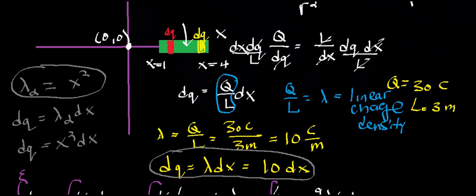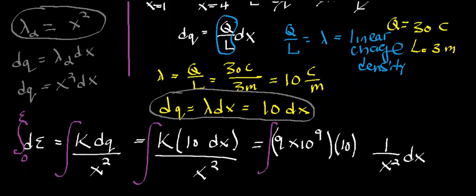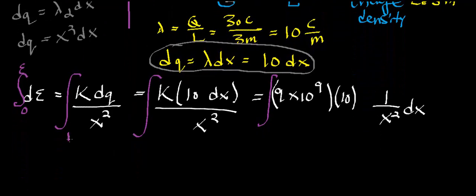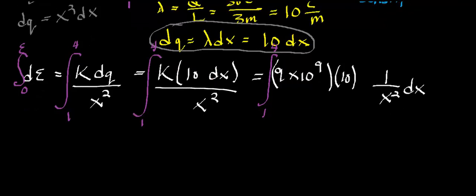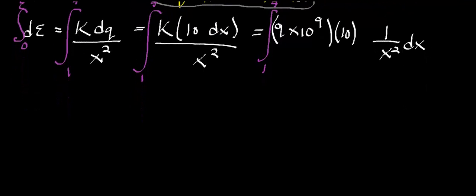And the rod basically goes from x equals 1 to x equals 4. So those are going to be the limits of integration, 1 to 4, and we'll write that for all of these. So we're going to integrate 1 over x squared dx from 1 to 4. So now the goal is to actually compute the integral.